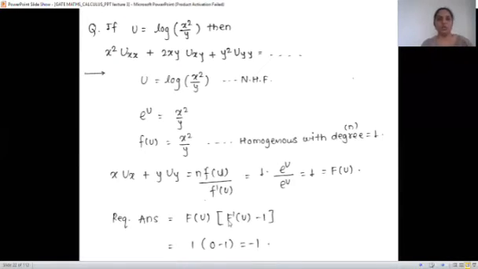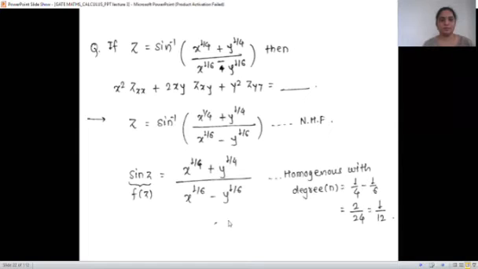Okay, we'll go to the next question. If z is sine inverse of something, then you have asked a question. Can you try? Please try. This is a similar one. I will wait for some time. Please solve it and tell me the answer.